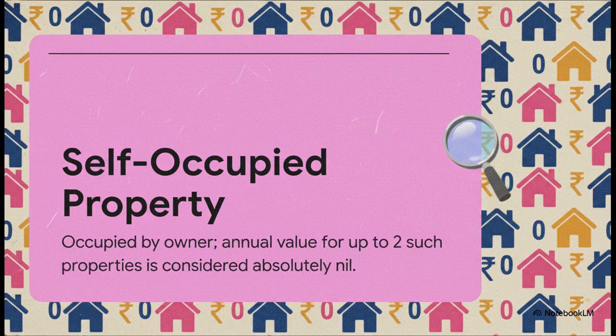Now, what if you're just living in the house? Well, then it's classified as self-occupied. If you occupy the property, or even if you simply can't occupy it due to your job location, it falls into this bucket. But here is the absolute game changer for homeowners. The annual value for up to 2 of these self-occupied properties is considered absolutely nil. That's right, for up to 2 properties you actually live in, your starting taxable value is a big, round 0.